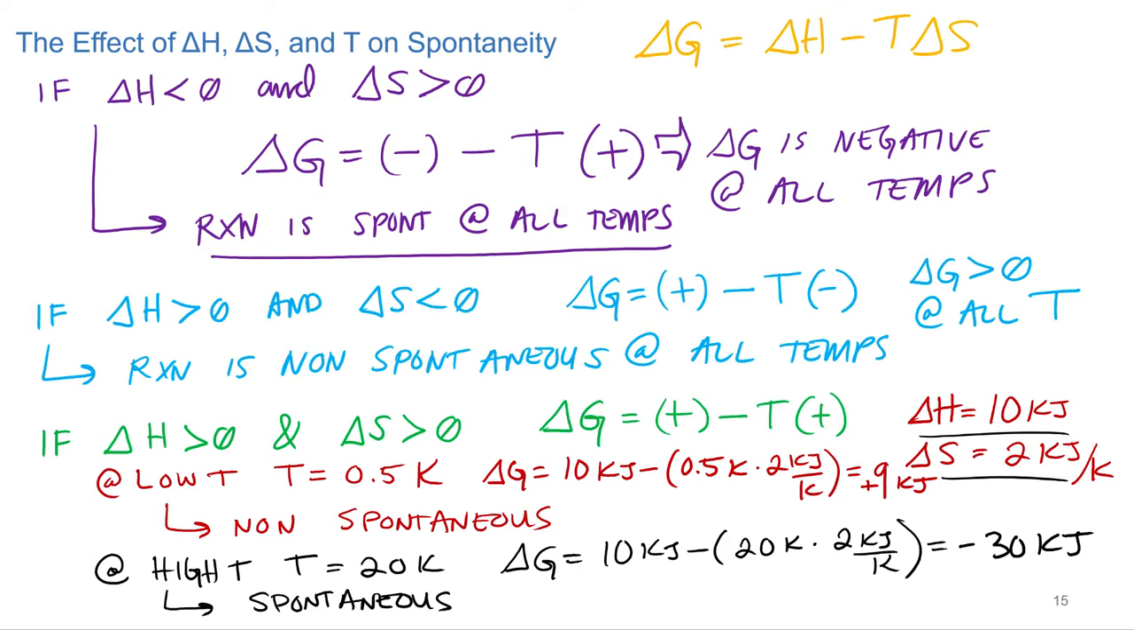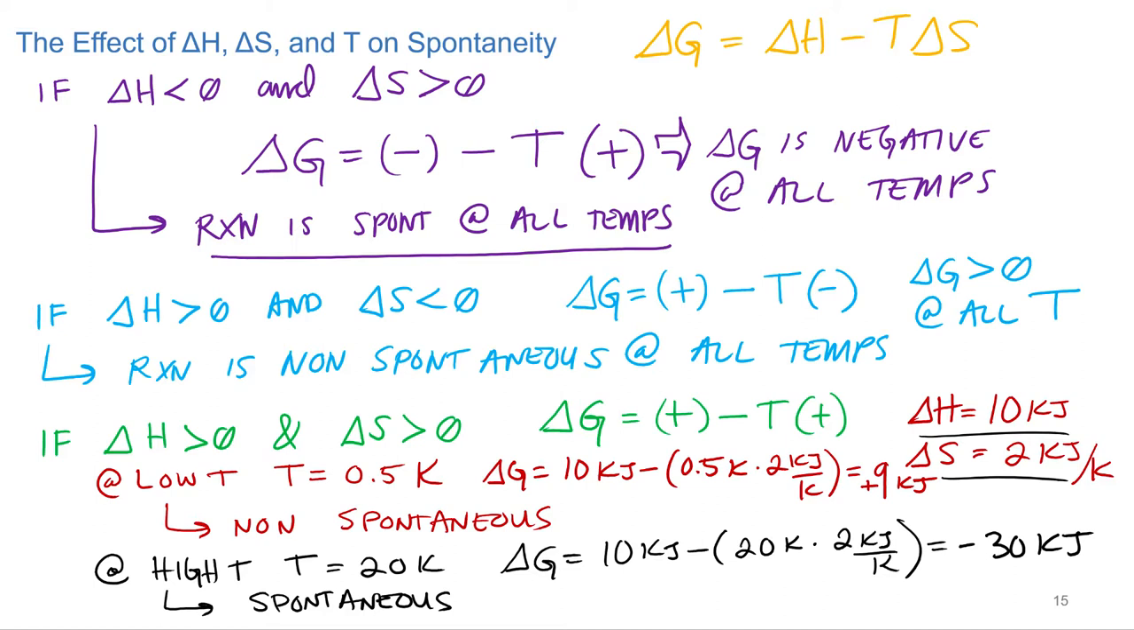Standard states: 25 degrees Celsius, one molar concentrations, one atmosphere partial pressures. So for our standard state, if it was at 0.5 Kelvin, then it would be not spontaneous. And if it's at 20 Kelvin, it would be spontaneous.